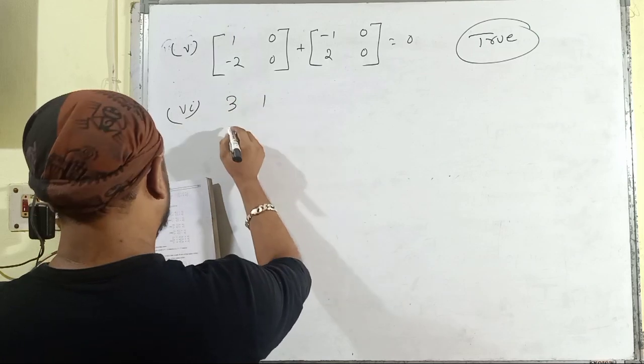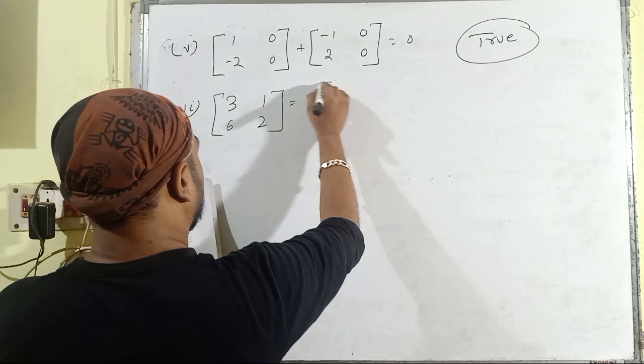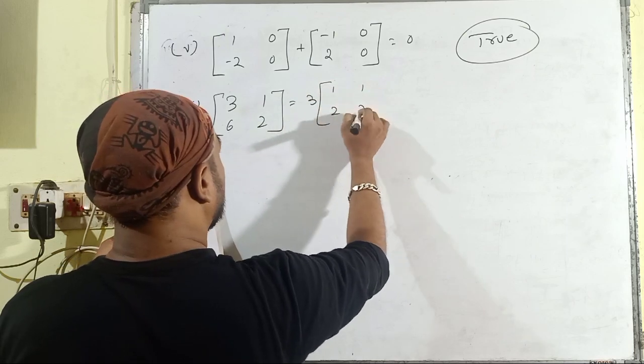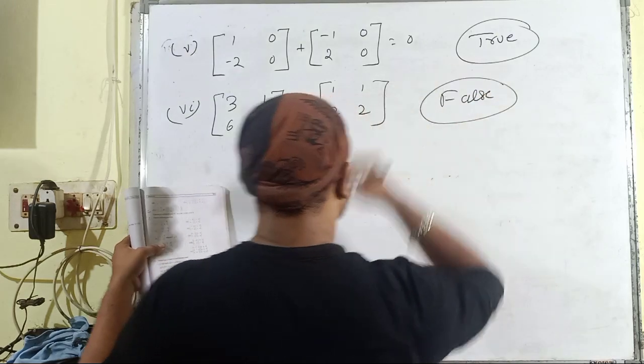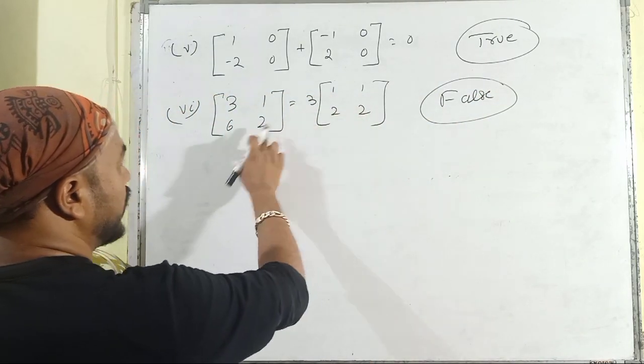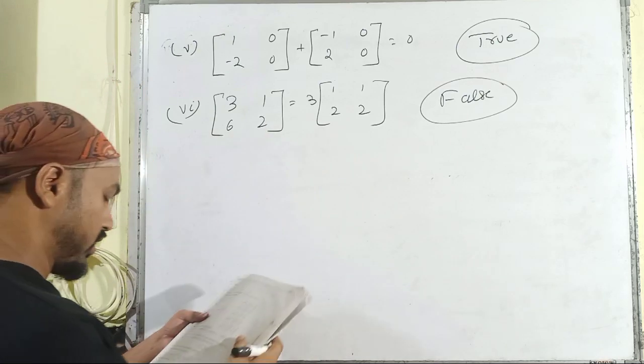This is true. Then the sixth bit, 3 1 6 2. Then it will be 3 1 1 2 2. It is a false statement, because 3 multiplied with 2 is 6, but here it is not 6, it is 2. So it is a false statement.